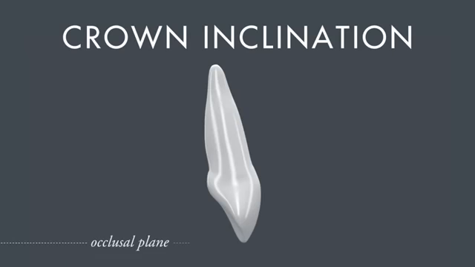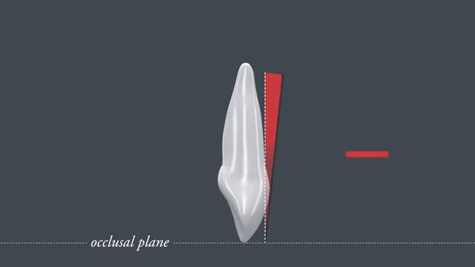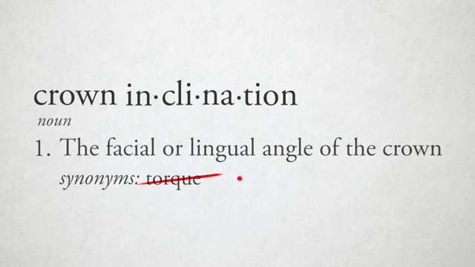The third key is crown inclination, the facial or lingual angle of the crown. This is the angle formed by the facial axis of the clinical crown and a line perpendicular to the occlusal plane from a mesial perspective. Crown inclination is considered positive if the occlusal portion of the facial axis is facial to the gingival portion, and negative if it's lingual. In an ideal arch, all of the crowns are inclined positively. In other words, the crowns should tilt facially from the gums. Crown inclination is sometimes incorrectly referred to as torque. Torque actually refers to the twisting force, which is traditionally required to adjust the inclination of a crown.